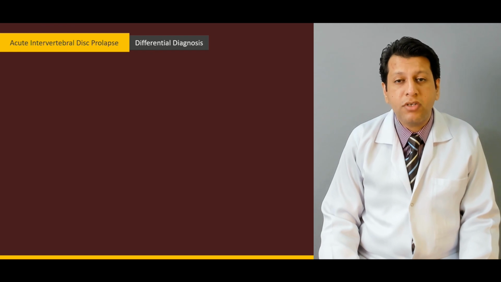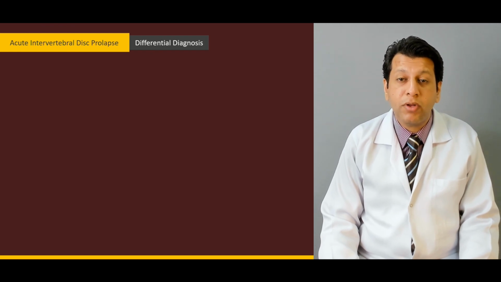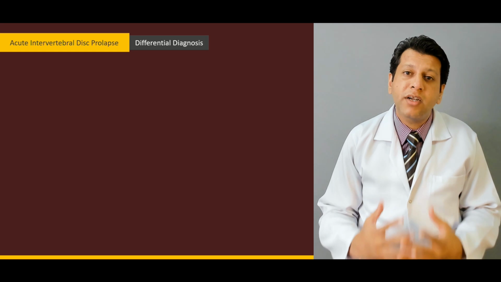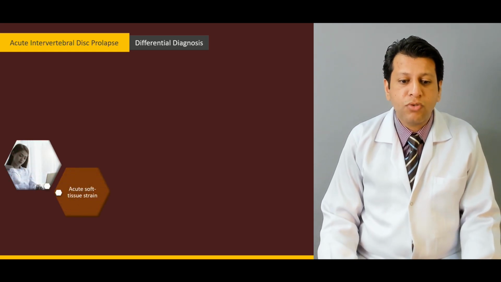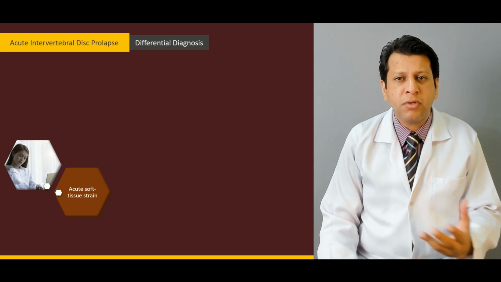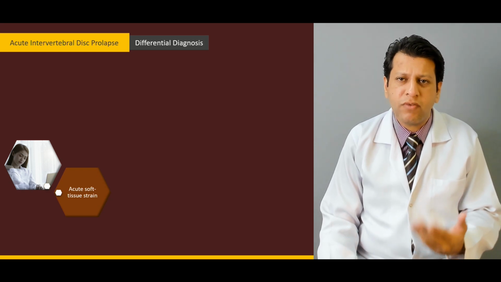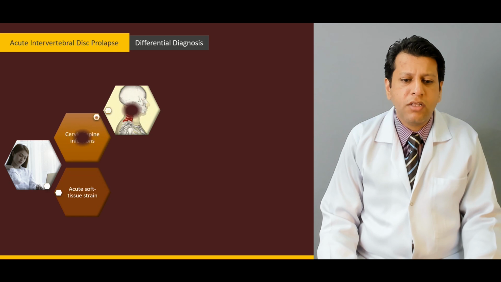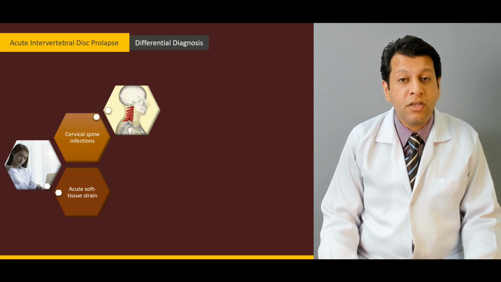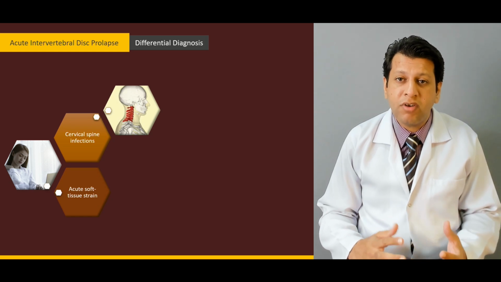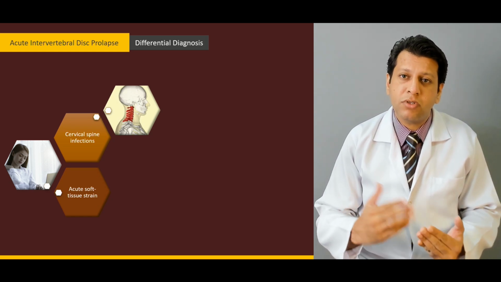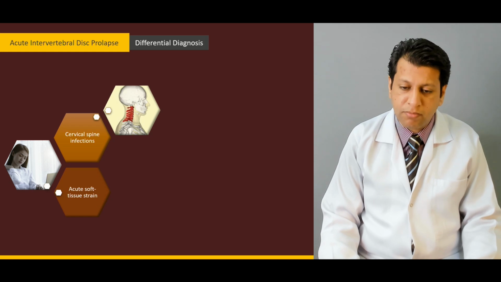Now coming to the differential diagnosis, what you need to remember when we are dealing with acute intervertebral disc prolapse. Most commonly it may be simple myofascial pain, or it could be an acute soft tissue strain. There may be some micro tears, especially in gymnasts, or they may be associated with athletes as well, or there may be cervical spine infections. Actually, the cervical spine infection may be causing the stiffness and nerve irritation, which is why the patient is presenting with radiculopathic symptoms.